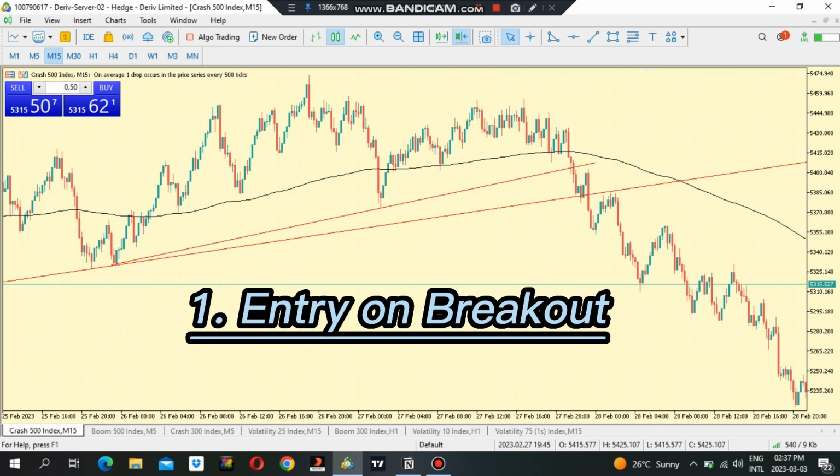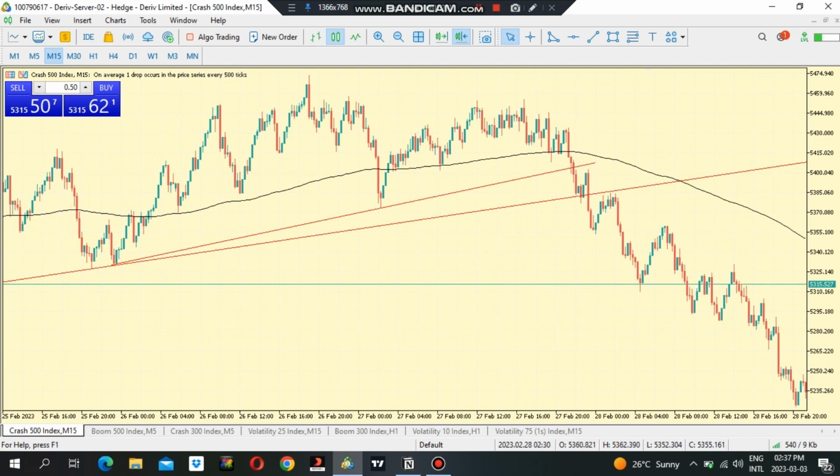So generally, what I personally do, though I'm not a fan of this first strategy, the first strategy is just entering on the breakout. When there's a breakout, just enter quickly. You just enter right there and then. I'm not a fan of this because most of the time there are some fake outs.